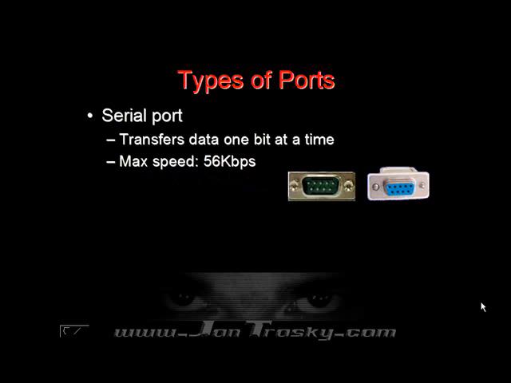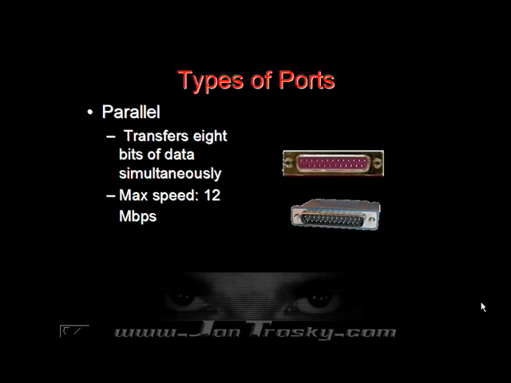The serial port transfers data 1 bit at a time. Its max speed, 56 kilobytes per second. Serial ports are quickly being phased out by universal serial buses. The parallel port can transfer up to 8 bits of data simultaneously. The max speed is 12 megabytes per second. Once again, the parallel port is being phased out by the more popular universal serial bus.